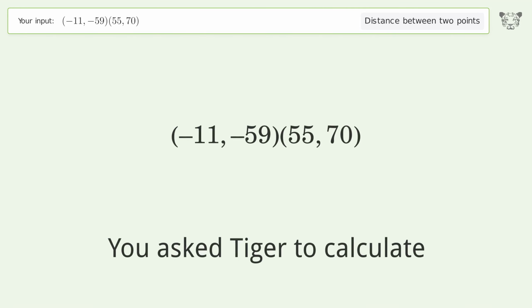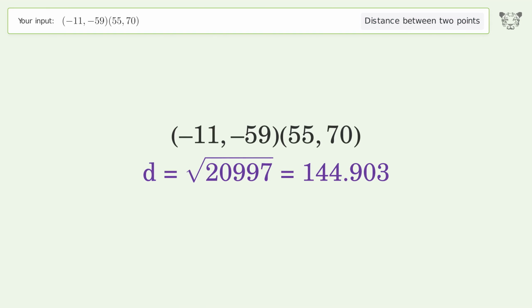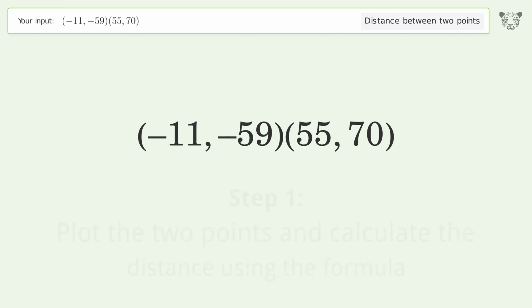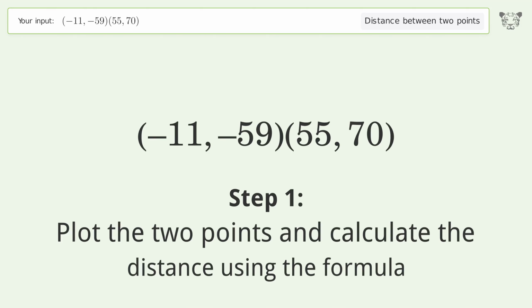You ask Tiger to calculate. This deals with the distance between 2 points. The distance between the 2 points is the square root of 20,997 or 144.903. Let's solve it step by step. Plot the 2 points and calculate the distance using the formula.